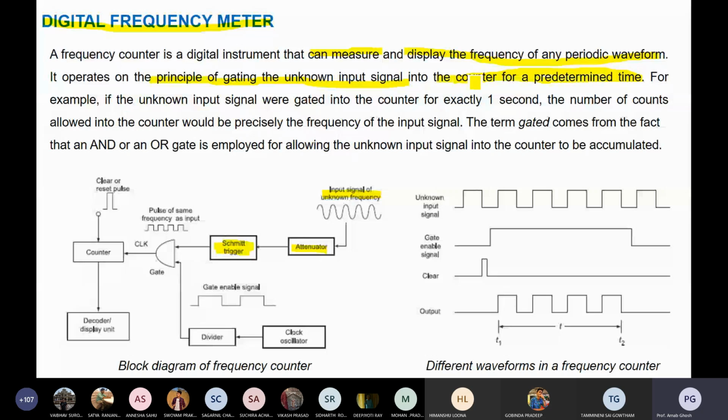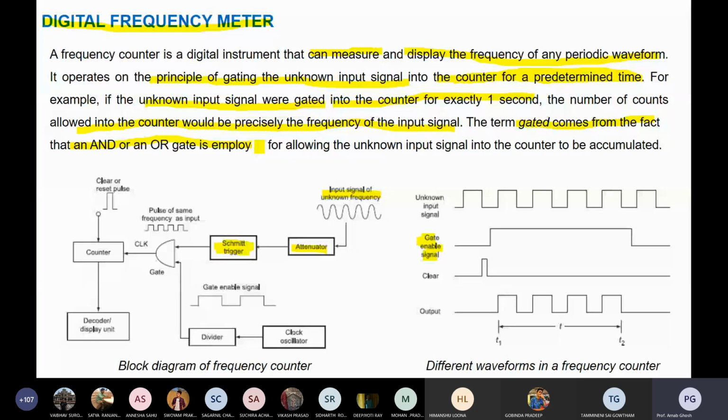Sometimes you have to calculate how much the time period is. For example, the unknown input signal is gated into the counter for exactly 1 second. The gated signal is given for 1 second, and in that time range you are able to measure the value. The number of counts allowed into the counter would be precisely the frequency of the input signal. The term gated comes from the AND and OR gates employed for allowing the unknown input signal into the counter to be accumulated.